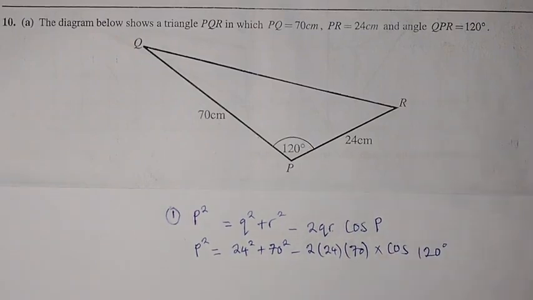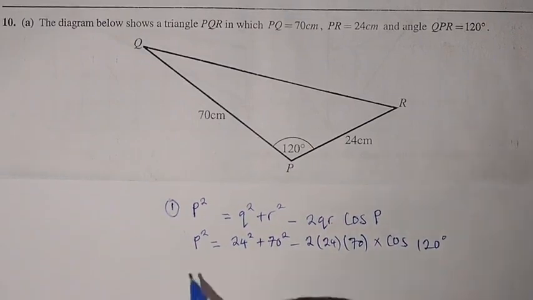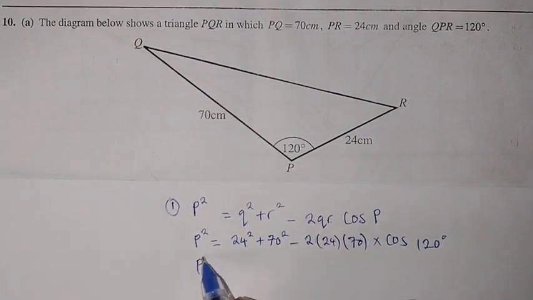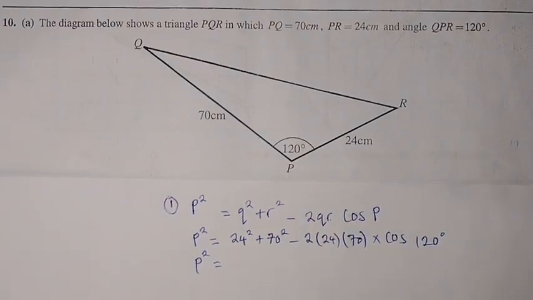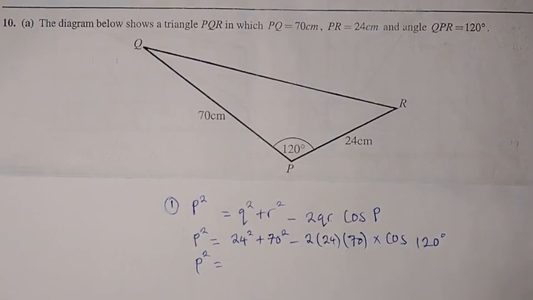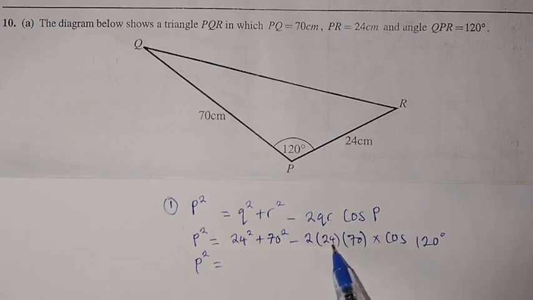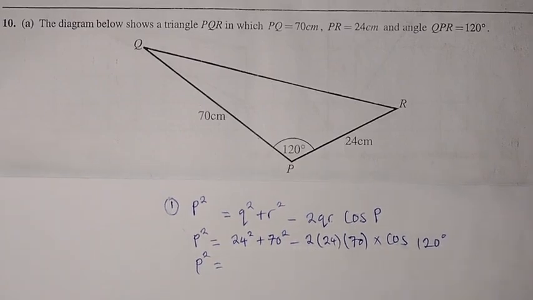This formula is even provided for you in an exam, but it's important that you know how to derive it. To know how to derive it, you can watch my videos on my YouTube channel. You'll find the trigonometry playlist there. So here we have 24 squared plus 70 squared minus 2 times 24 times 70 times cos 120.